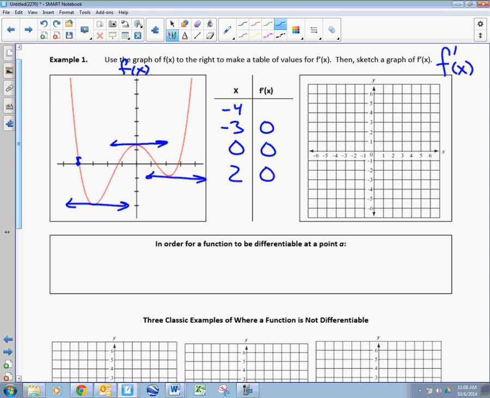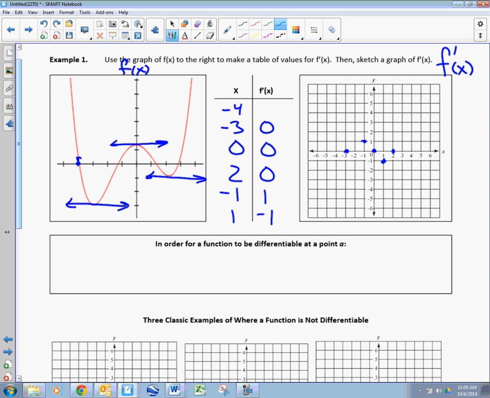All right? Now you may even say, that might be enough for you to be able to sketch a graph. However, if you want to look at, say, the slope at negative 1, what would you approximate the slope to be at negative 1? 1. And the slope at positive 1 appears to be about negative 1. So if you look, when we plot some of these values, negative 3, 0, 0, 0, 2, 0, negative 1, 1, 1, negative 1.